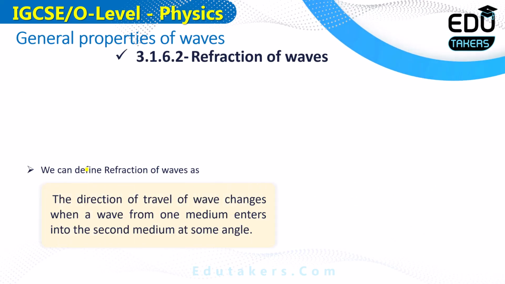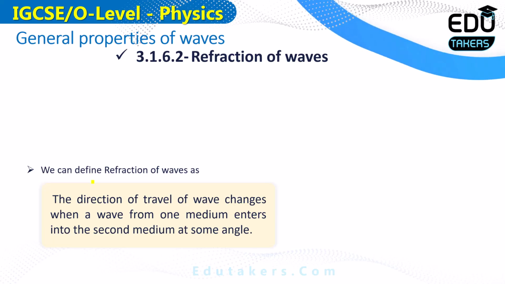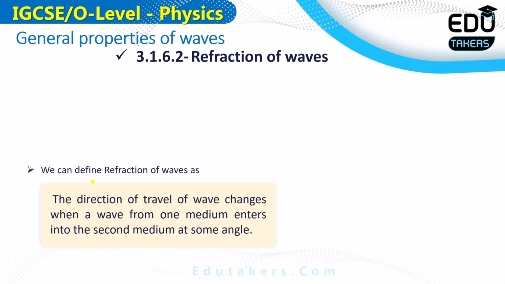Refraction of the wave. What is meant by refraction? Refraction means the change in direction. When the wave travels from one medium into another medium, because of the difference in density of both of these mediums, the direction of the wave changes. So this is called refraction. I can simply say that when the wave goes from one medium into another, then the direction of travel of the wave changes. The change in the direction of travel of a wave is basically called the refraction of the wave. You can see here the definition of the refraction of the wave.